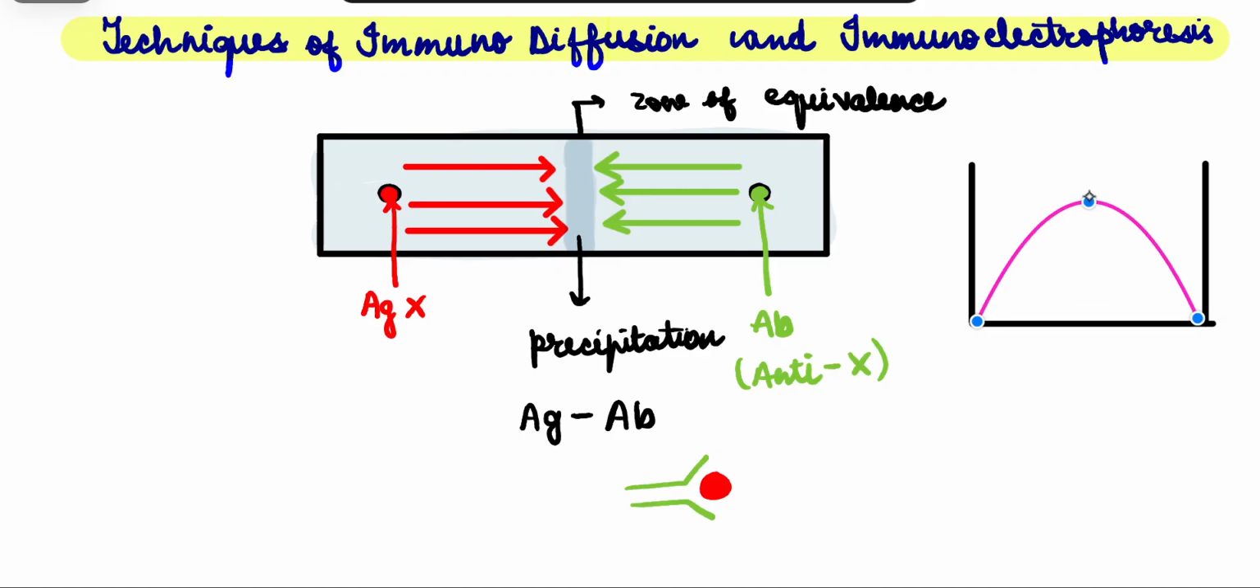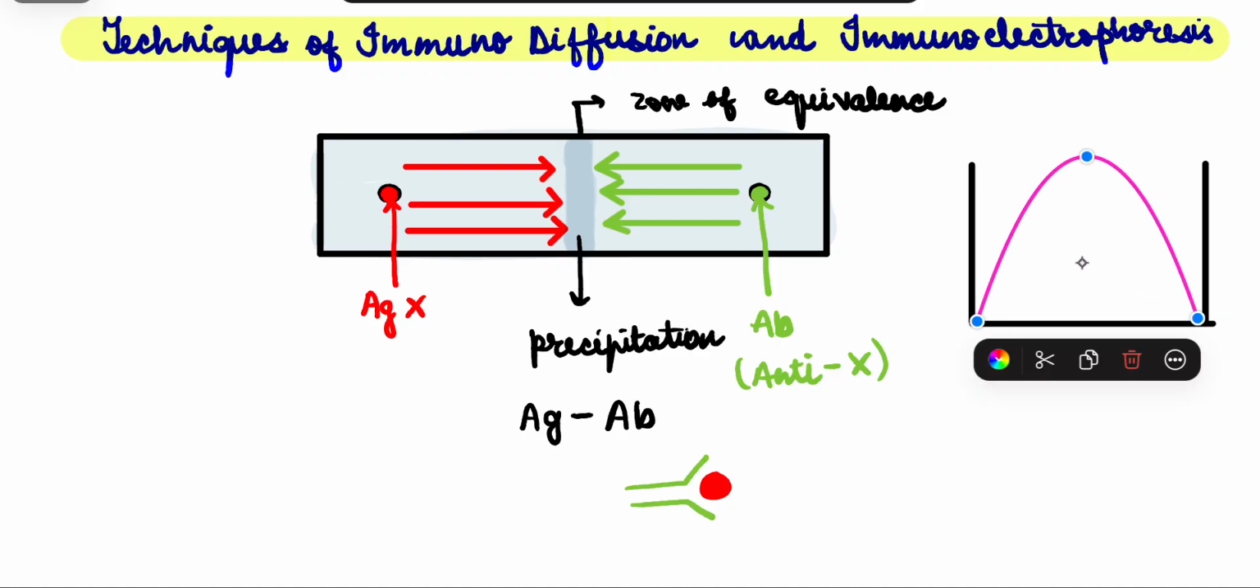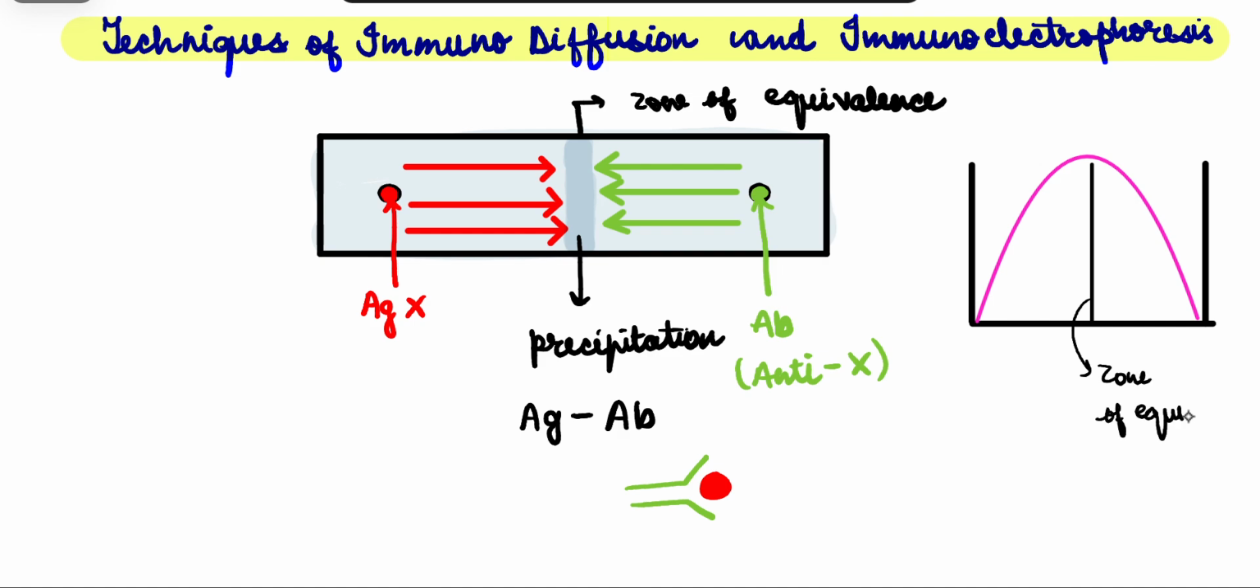Okay, this is perfect. So this is the zone of equivalence here. So what I say is that this place is where I have the zone of equivalence. These are the regions where I have antigens in excess, and these are the regions where I have the antibodies in excess. This is what we plot generally when we have to talk about the immunodiffusion.